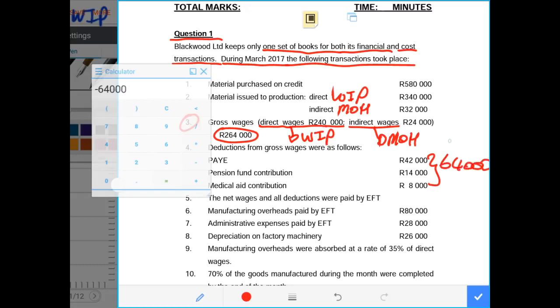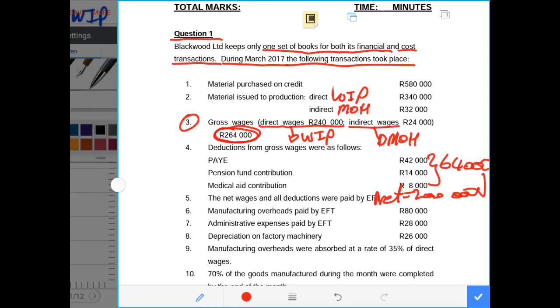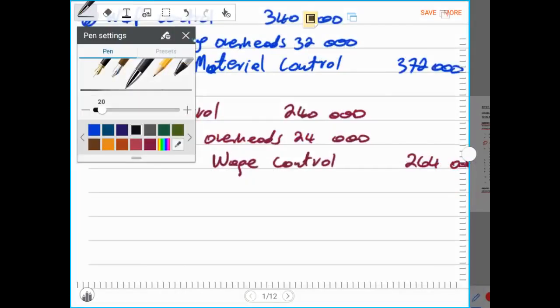So now they are telling us that the deductions plus the net of 200,000 rands were all paid by EFT. And 200,000 plus 64,000 will give us the total gross. I'm emphasizing that because there is no need for us to show the deductions separately when we make the payment. We can just record the amount of the gross wage on the debit side. Then we reduce our bank account because a payment was made.